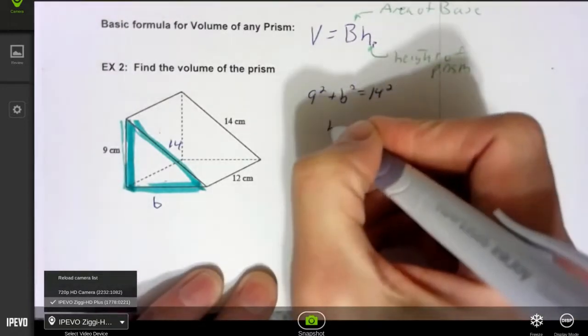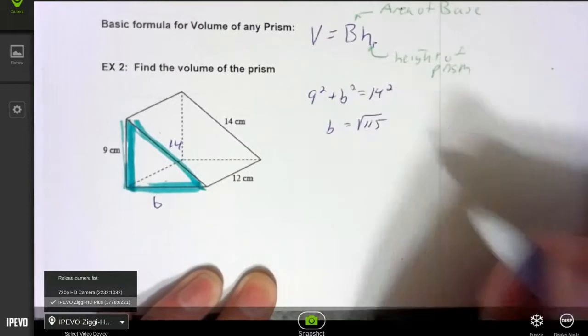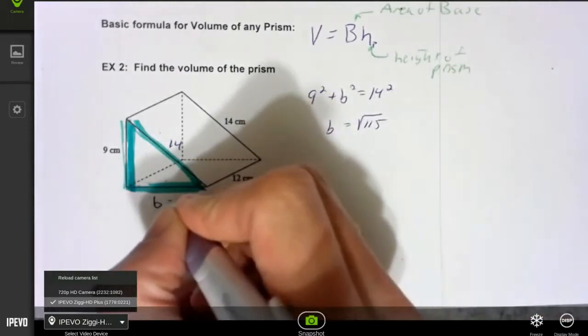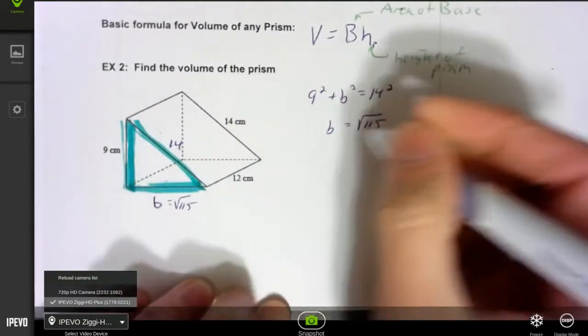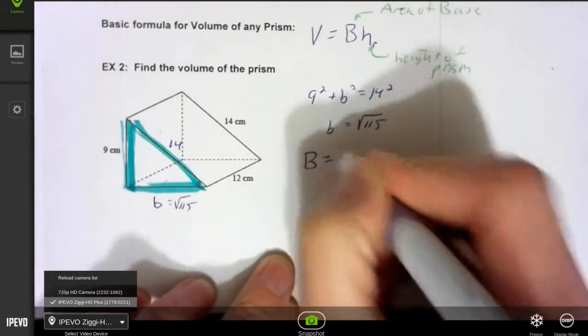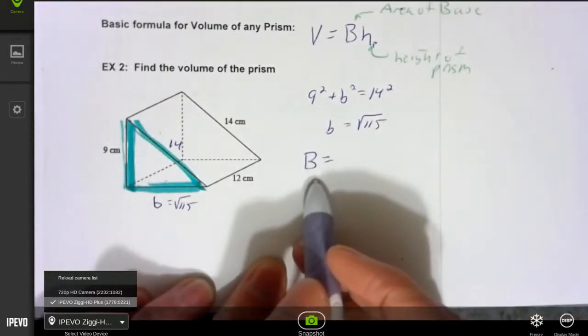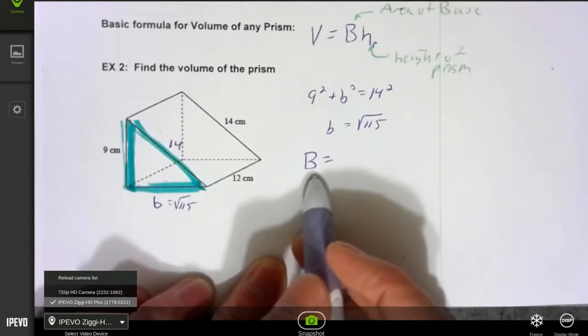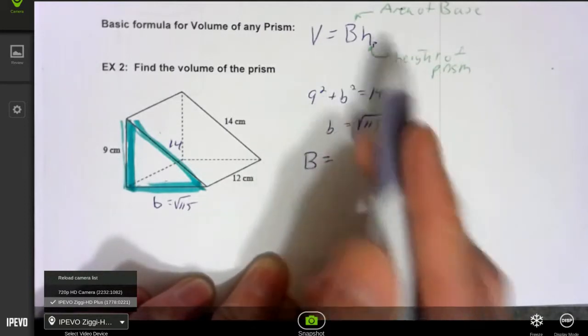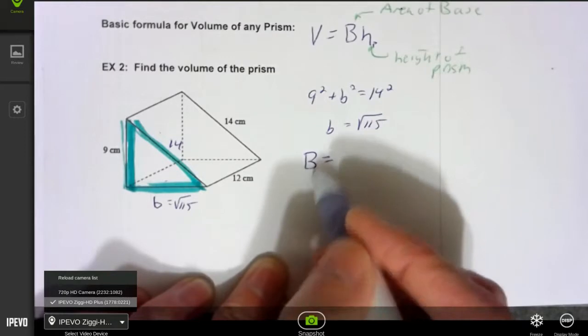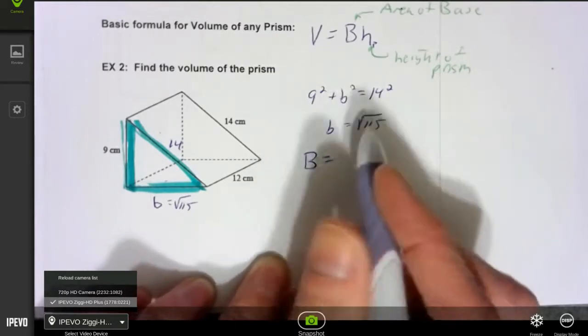And we get that b is the square root of 115. Okay, so now that I've gotten that, I can now find the area of the base, which I've changed from A. I'm not calling it A anymore. I'm calling it capital B, because that's what I'm going to use in my formula here. You could call it A, but understand you want the area of the base. That's why I changed my lettering.